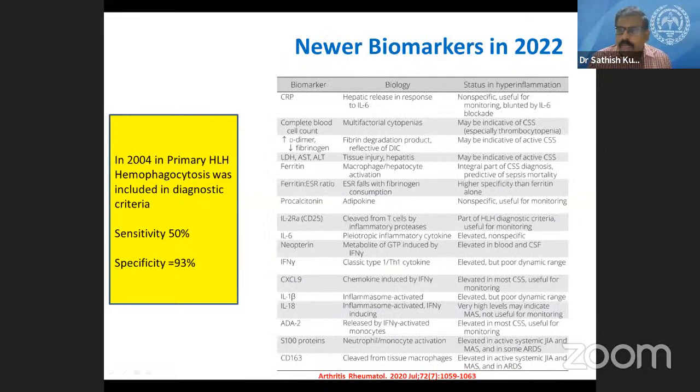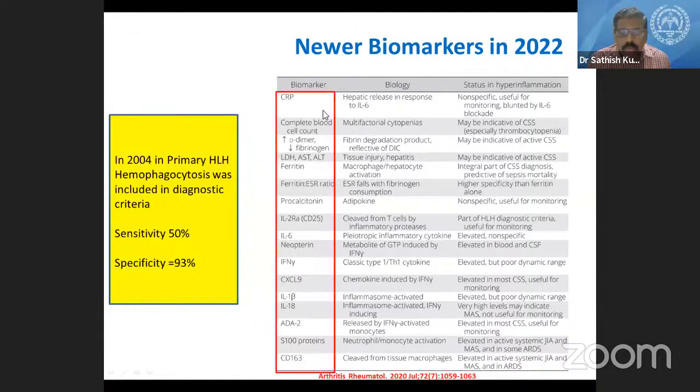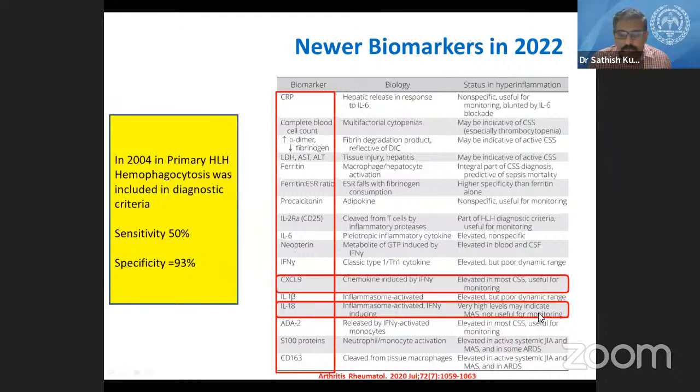There are a lot of new biomarkers, which Dr. Fabricio already spoke about in 2022. These newer biomarkers can be used in assessing the status of hyperinflammation. He already spoke about IL-18: very high levels indicate MAS, but it is not useful for monitoring. CXCL9 is elevated in most cases of cytokine storm and is useful for monitoring. IL-2RA, CD25, is part of the criteria. And very commonly available biomarkers like CRP, ferritin, procalcitonin, and the ferritin-ESR ratio can all be used as biomarkers for cytokine release syndrome.